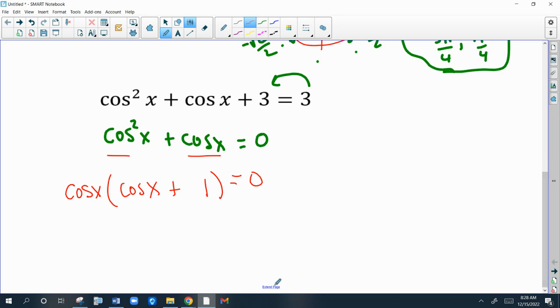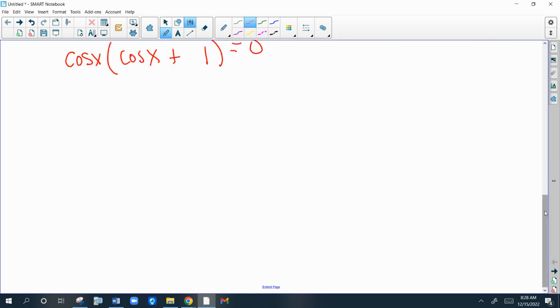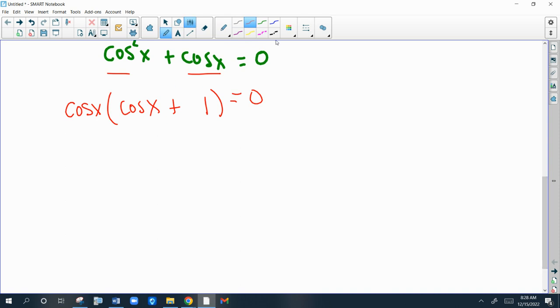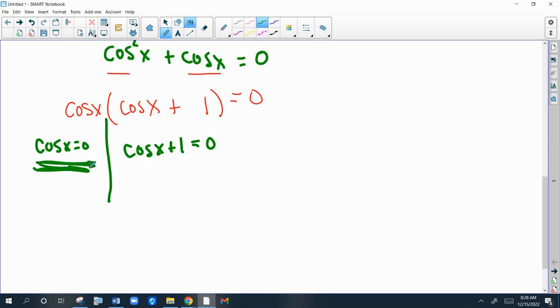Like always on quadratic equations, when we factor, we have two mini equations. We have cosine x, set equal to 0, that first factor. And the second factor, cosine x plus 1, set that equal to 0. This one we're all set. We just have to figure out where cosine is 0. This one, just subtract 1. So that's saying we have to find out where cosine is -1.